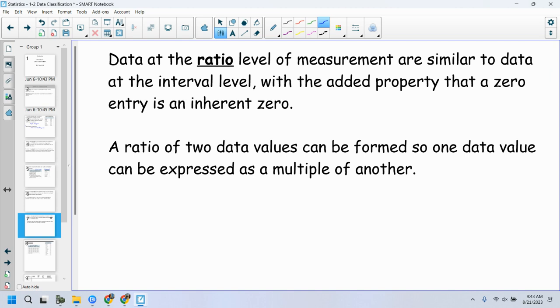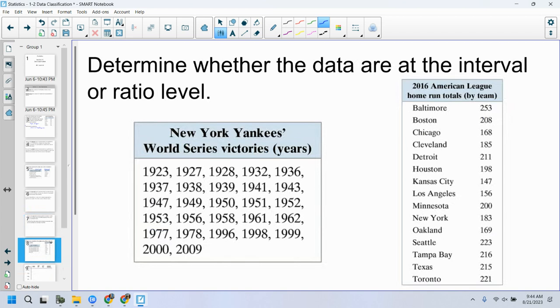If the scale has an inherent zero, meaning zero actually means none of that thing, then you would say it's at the ratio level. If zero is just a position on a scale, then we would say that's just at the interval level. And again, think of time and temperature for that. That's the best way to think about it.